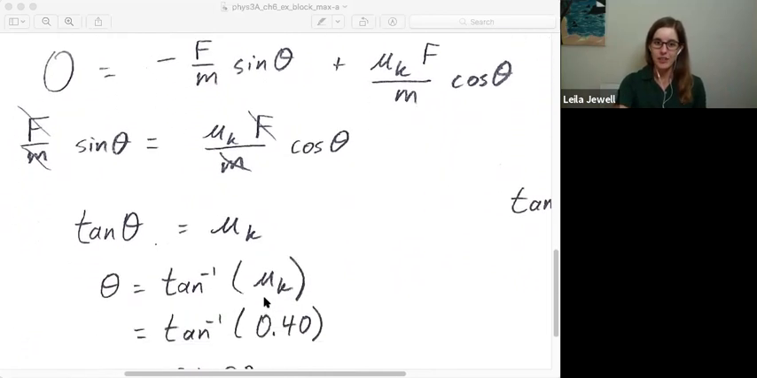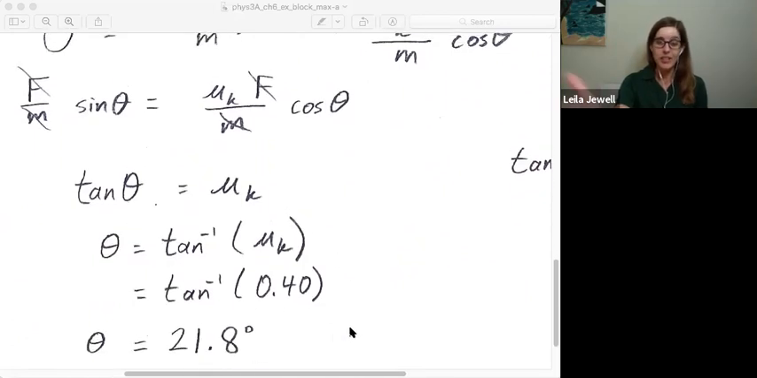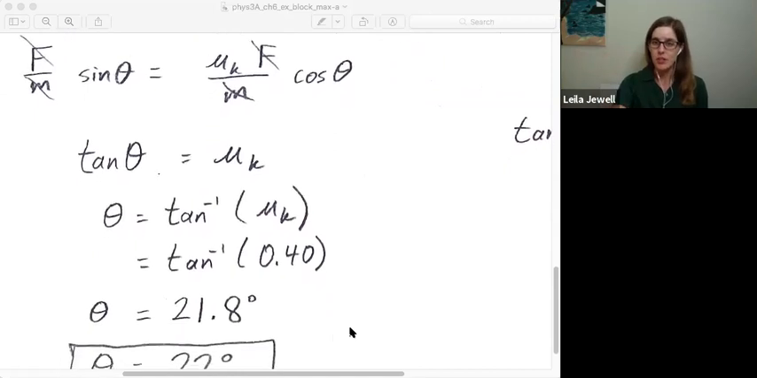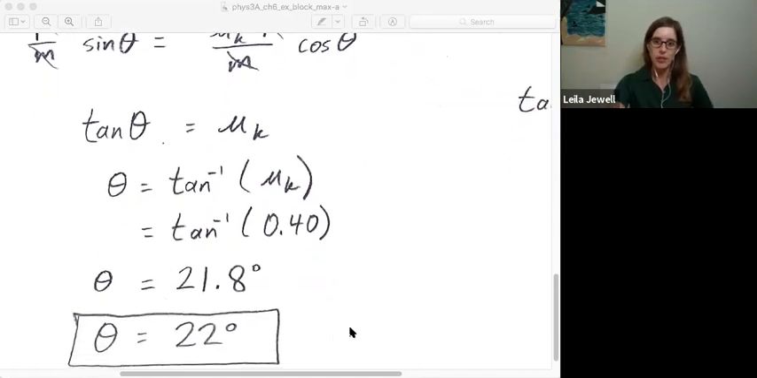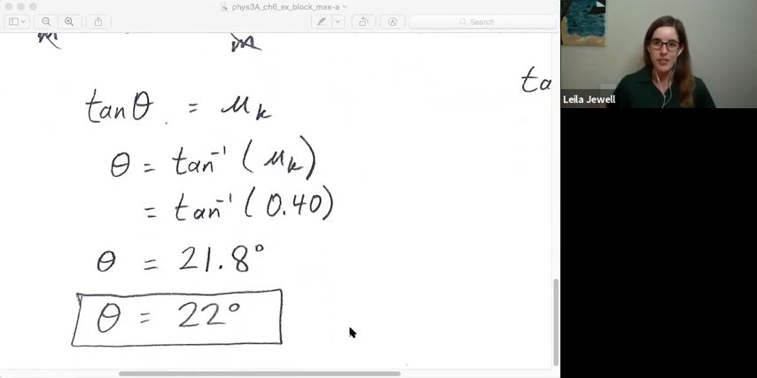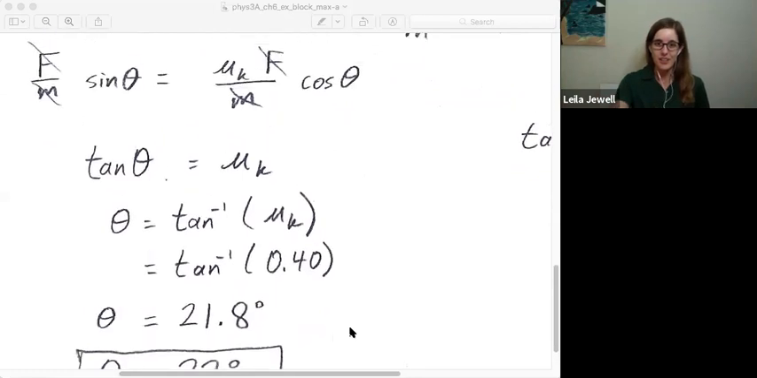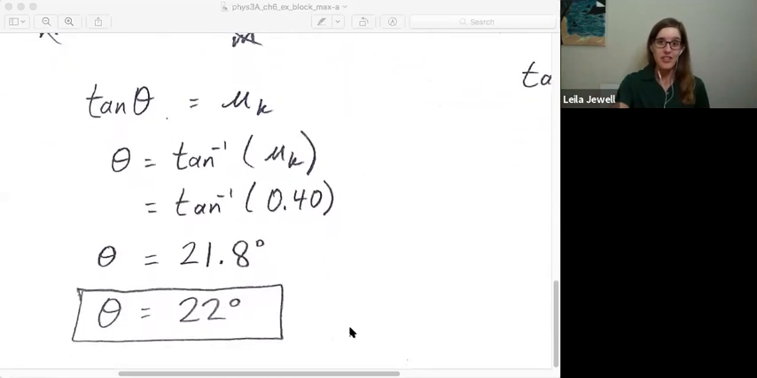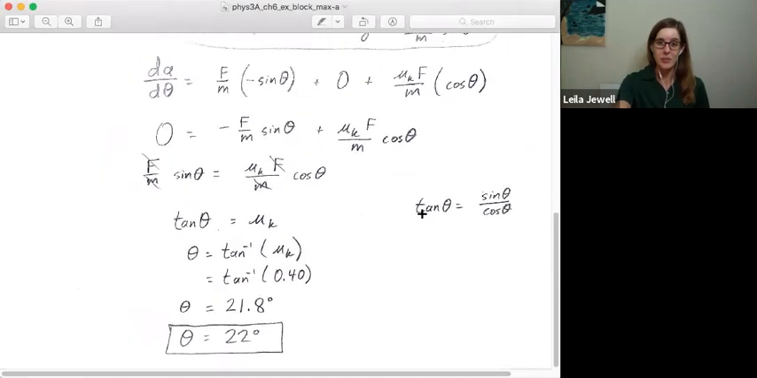In other words, our angle theta is inverse tangent of mu k, which we know is 0.4, and we get that our angle is 21.8 degrees. In terms of sig figs, we only want 2 for this problem, so that would be 22 degrees. Wow, all of that work, and it ends up that all we need to know is the coefficient of kinetic friction here. The mass canceled out, the applied force canceled out, the angle just depends on how much friction there is, how strong that is as a force. So that is really, really cool.